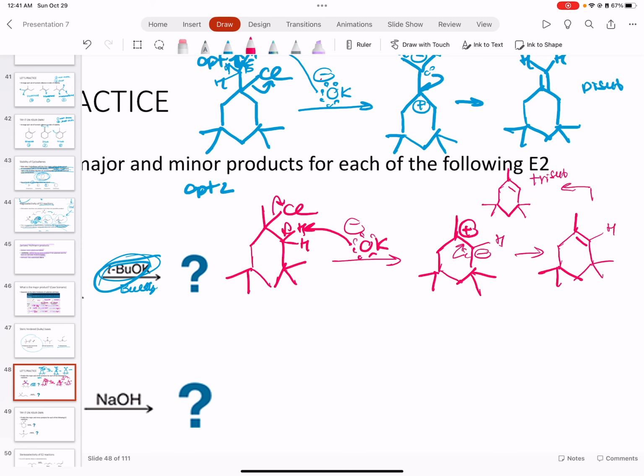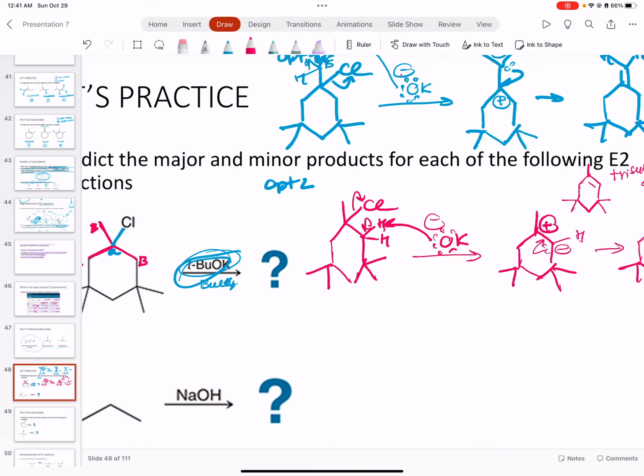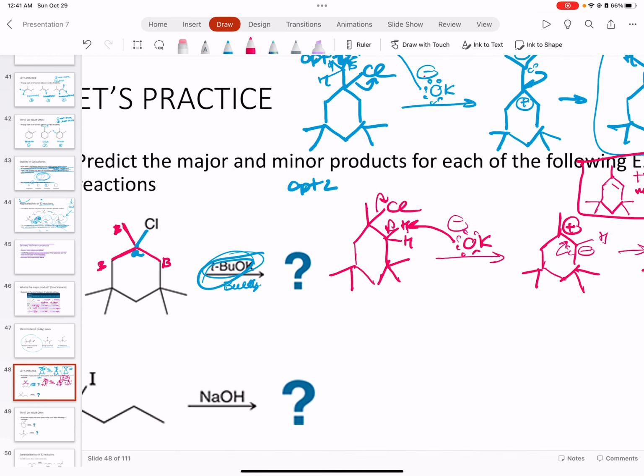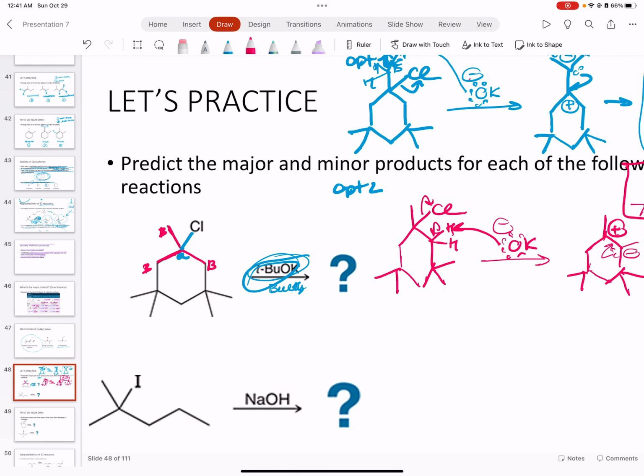Okay, so then the thing is that we have to identify which one's gonna be our major and our minor products now. So then, since this one's really bulky, our major product is gonna be the less substituted. That means that this one's gonna be our major. This one down here. While this one, since it's the most substituted, is gonna be our minor. So we do have to take that base into account. Okay, so the next one.